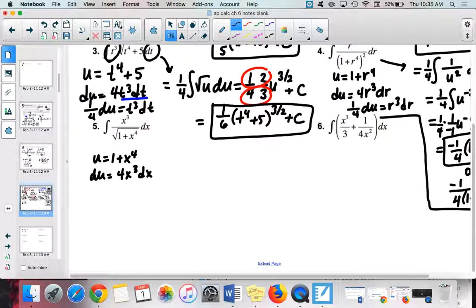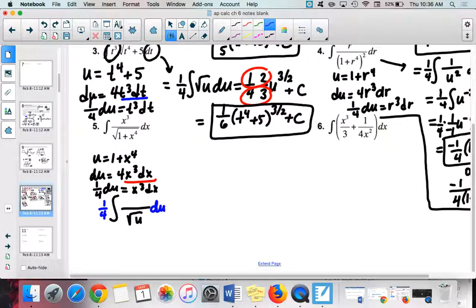So we look at our problem and we're like, well, that bottom is the square root of 1 plus x to the fourth. That's the square root of u. But I still have this x cubed dx. And so the x cubed dx is actually part of the du term. It's here. So we're going to pull the 1/4 to the other side. So 1/4 du equals x cubed dx. And we're going to replace the x cubed dx with 1/4 du.